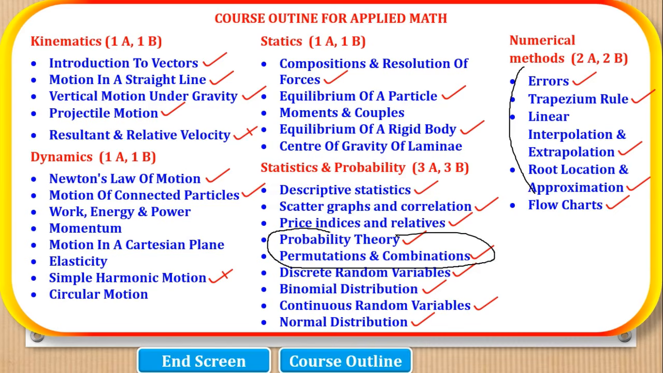Now, permutation and combination, we covered it in pure mathematics, but the one for applied mathematics is a little different in that it involves getting probabilities. The one for pure mathematics was for the number of ways of arranging or the number of ways of combinations, but here we are interested in getting probability using permutations and combinations.